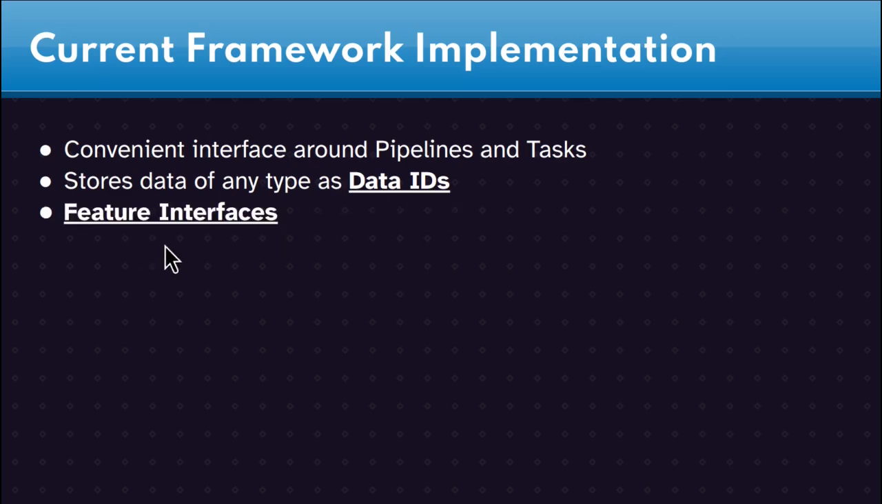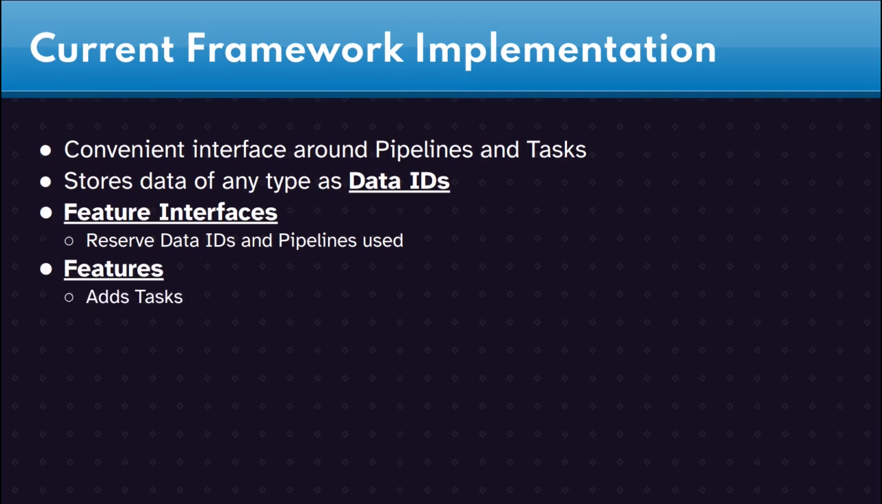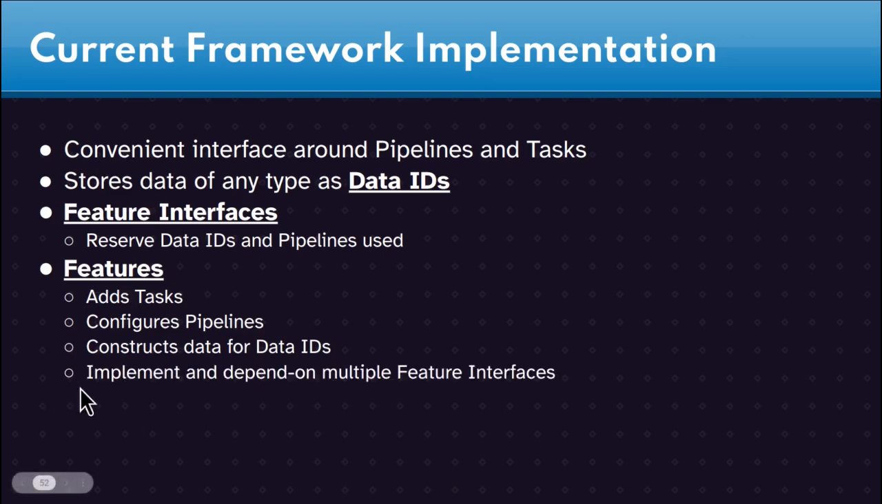And there's also something called feature interfaces. A feature interface will reserve what data and what pipelines a certain feature will use. And features will actually add the tasks, and configure the pipelines instead of just reserving them. And will also construct the data for the data IDs. And it will also implement and depend on multiple feature interfaces.